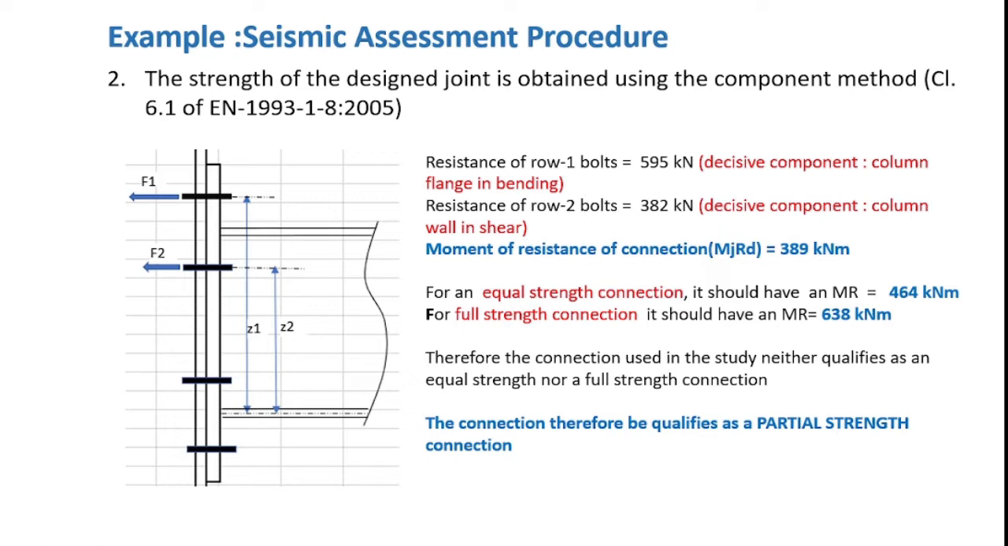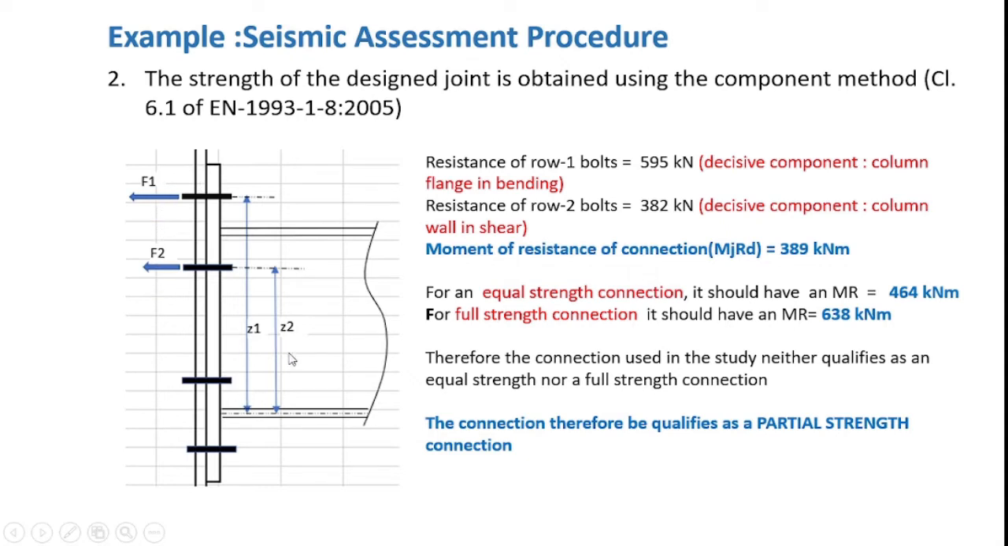Similarly, considering the failure of the T-stub mechanism, I have also obtained the resistance of row 2 of bolts, and that works out to be 382 kilonewton. And obviously here the decisive component is different, that's the column web in shear. Or in other words, you can say that the resistance of row 1 and row 2 is essentially governed by the column web panel.